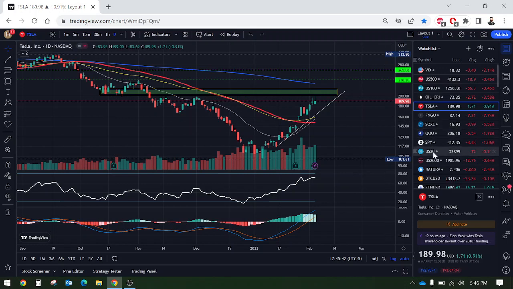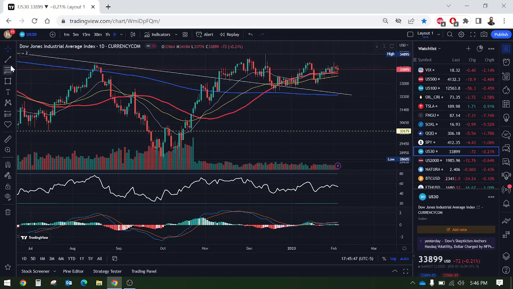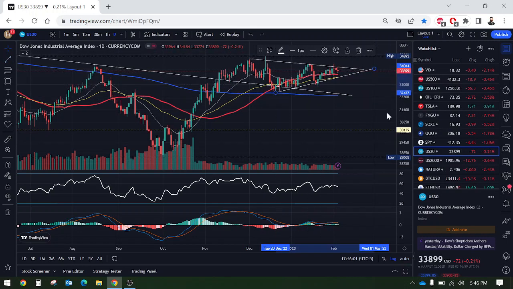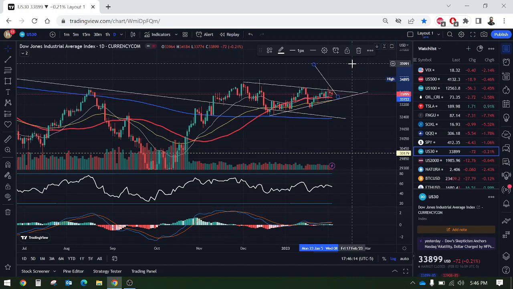So that's good. US 30 is kind of consolidating. If I use a trend line like this, and then another trend line from the bottom, it's like making a wedge, and it's getting a lot of energy here. So usually the target of a wedge, if I take the last 2 points and move here, depending on where we break, let's say we break from here, we could reach around $36,000. Okay, so keep that in mind. This is US 30, which is Dow Jones.